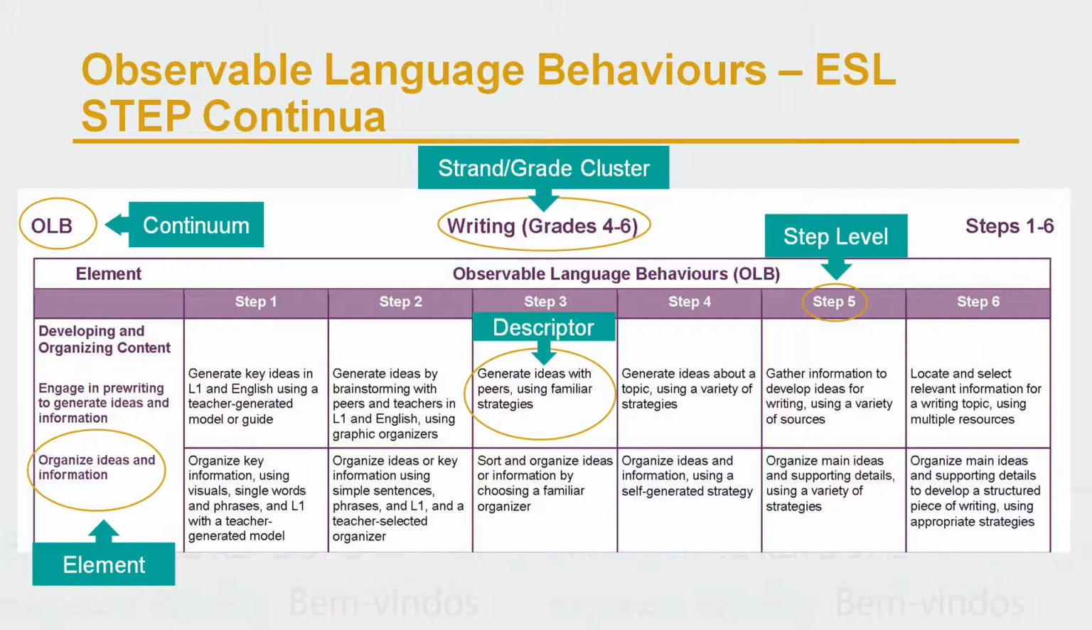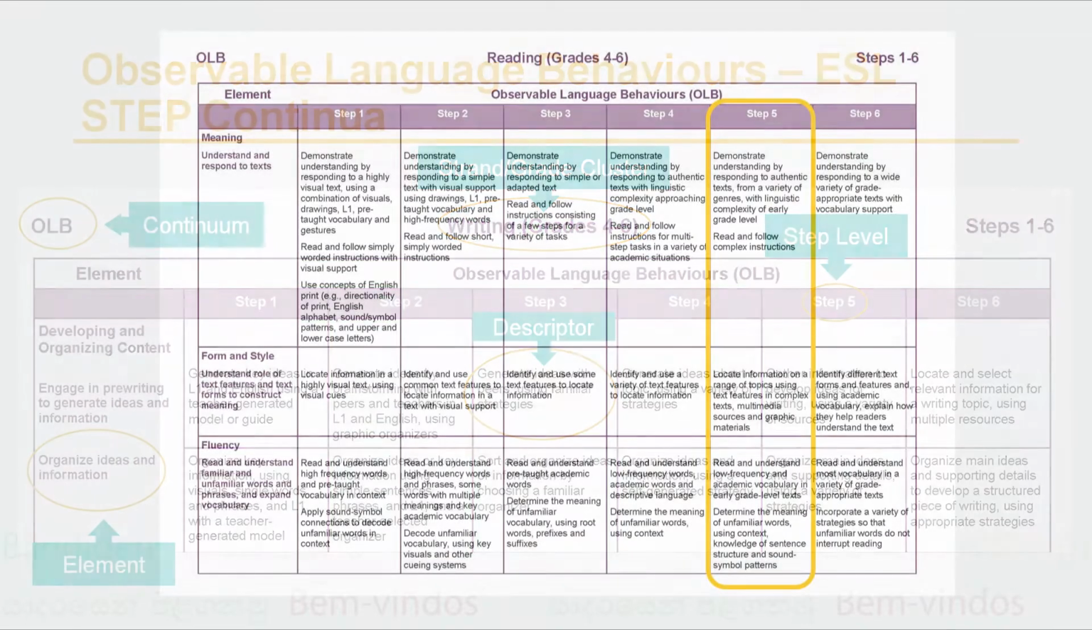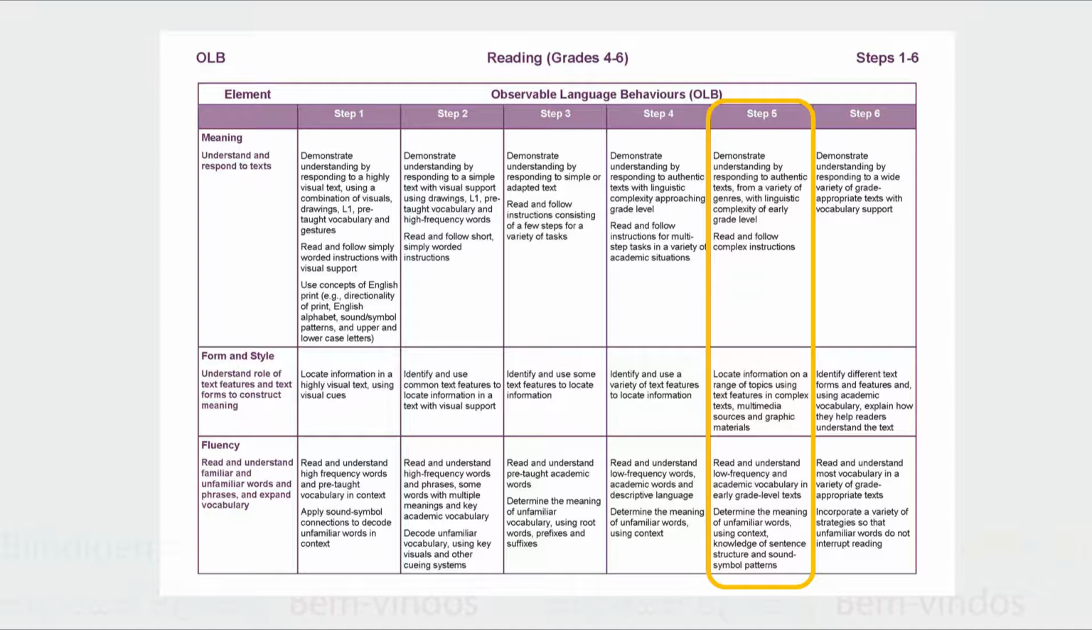As stated, the observable language behaviors continua have 2 main purposes. One is to inform programming, and the other is to track the student's language proficiency. Teachers use the descriptors in the OLB continuum to determine what a student can do and what the next steps are to improve language proficiency. Teachers highlight and date the STEP descriptors when they observe a student consistently demonstrating this behavior.